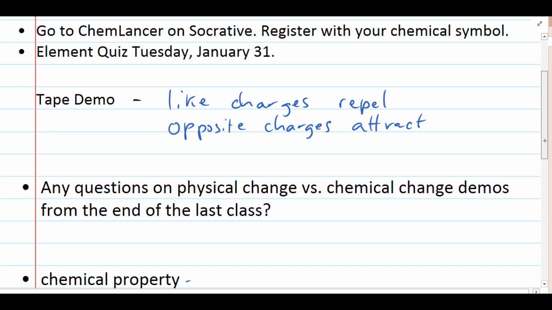The poles of a magnet are much the same way. If you have a north pole and a north pole, or a south pole and a south pole, if you have like poles of a magnet, those like poles will repel each other. Opposite poles are going to attract each other. So poles of a magnet are the same way when we talk about repelling and attracting. Okay, any questions on the demo?